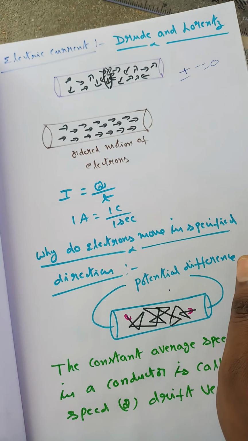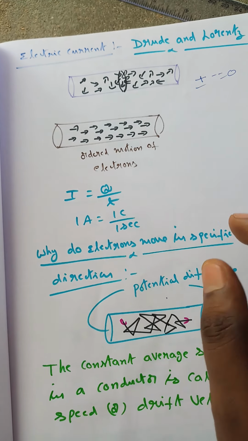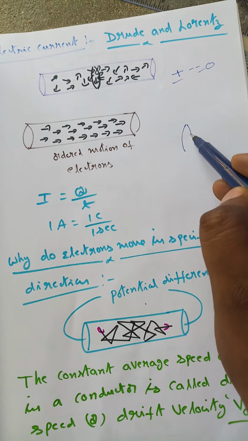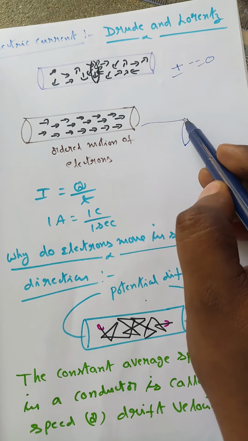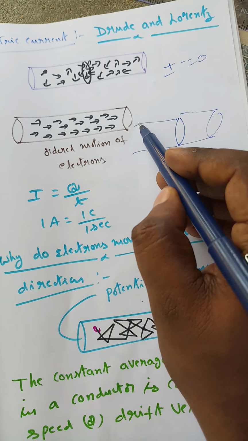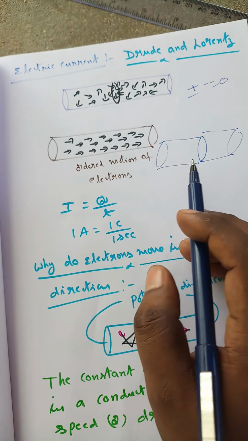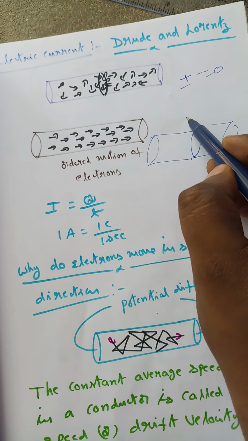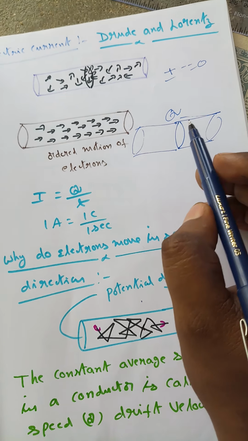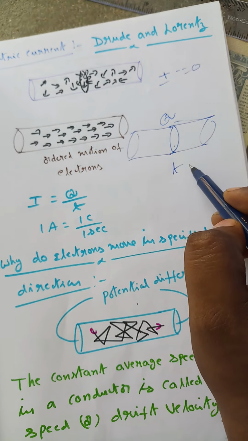Now let's see how to define an electric current. Let's take any cross sectional area in a conductor. Let's take this area, any cross sectional area, and assume a charge capital Q is flowing through this cross sectional area in t seconds of time.